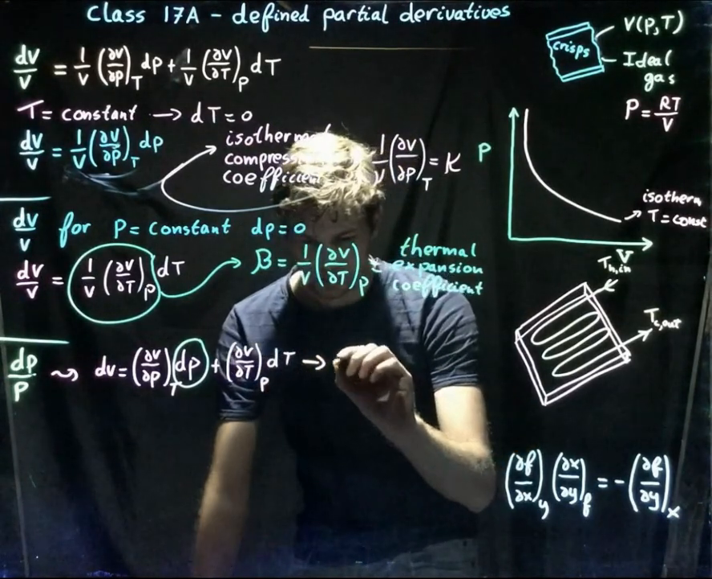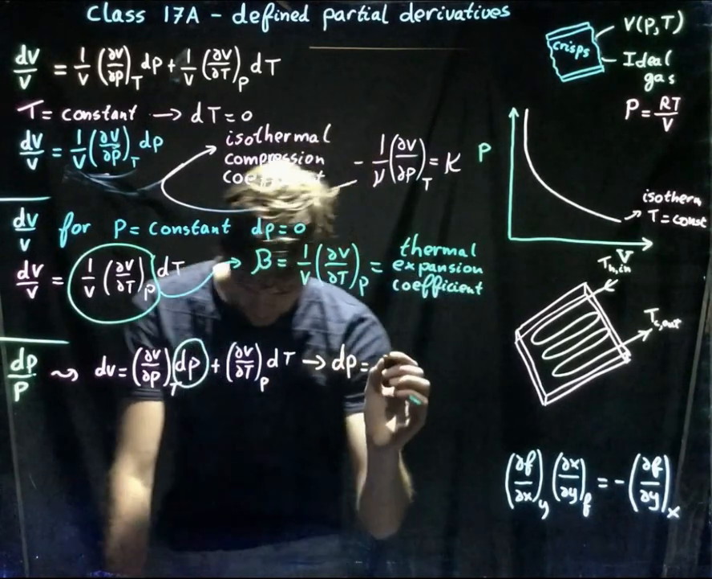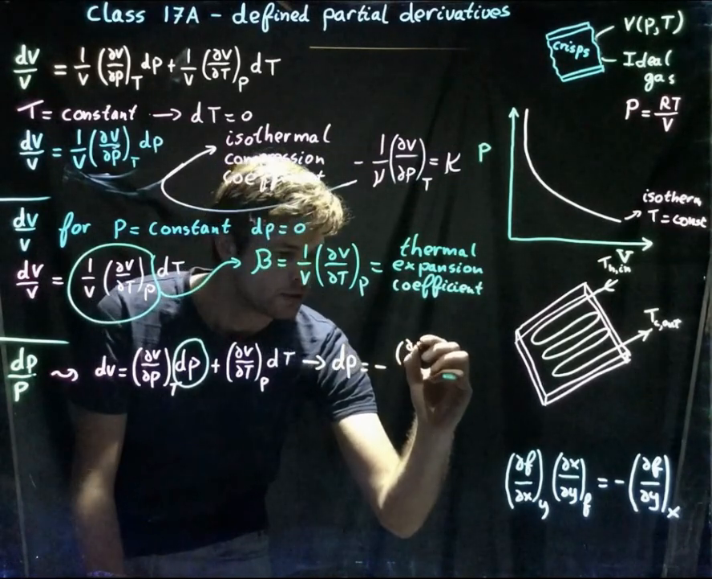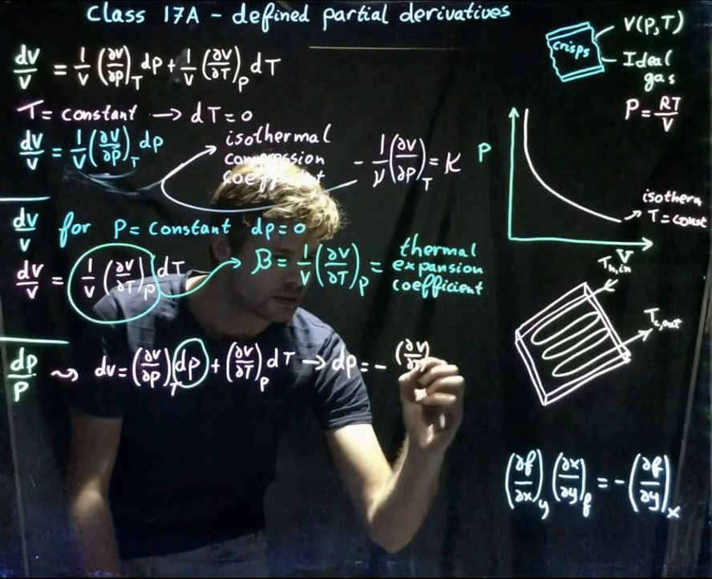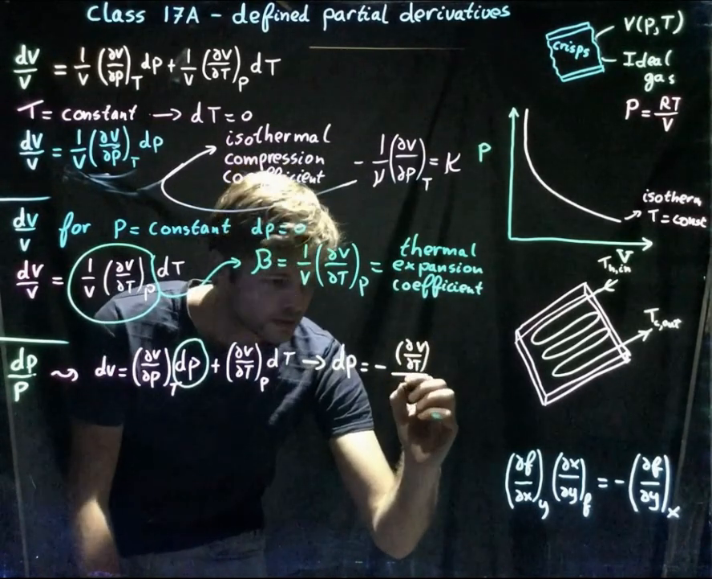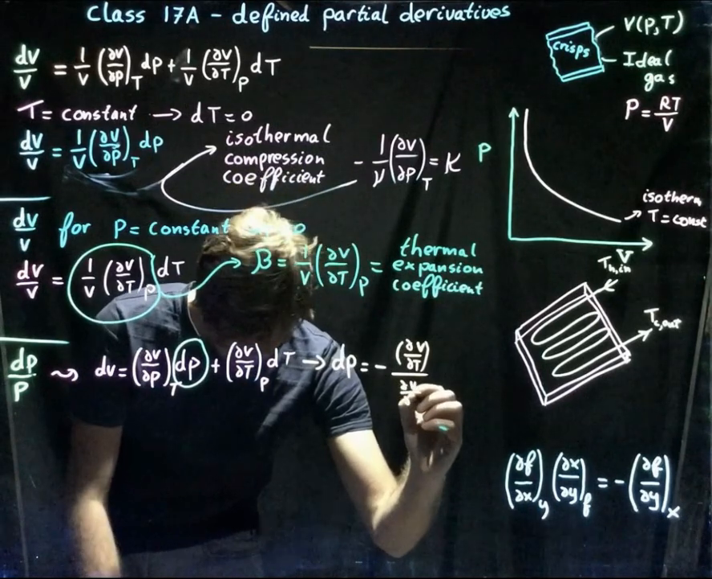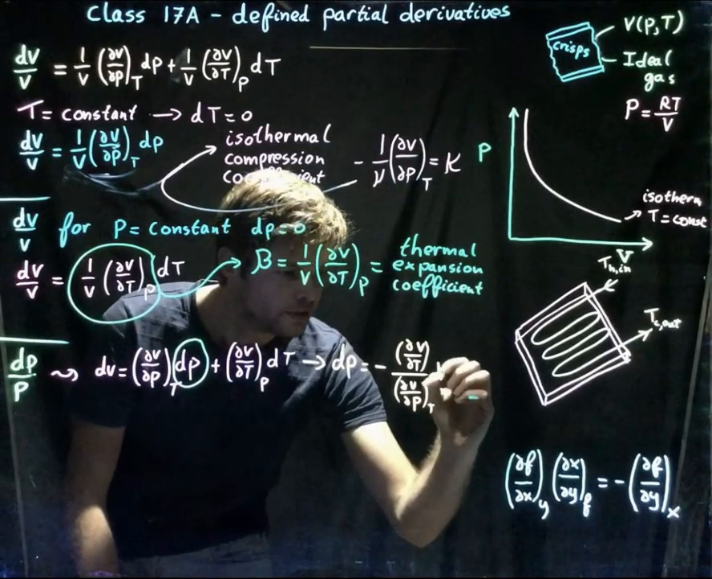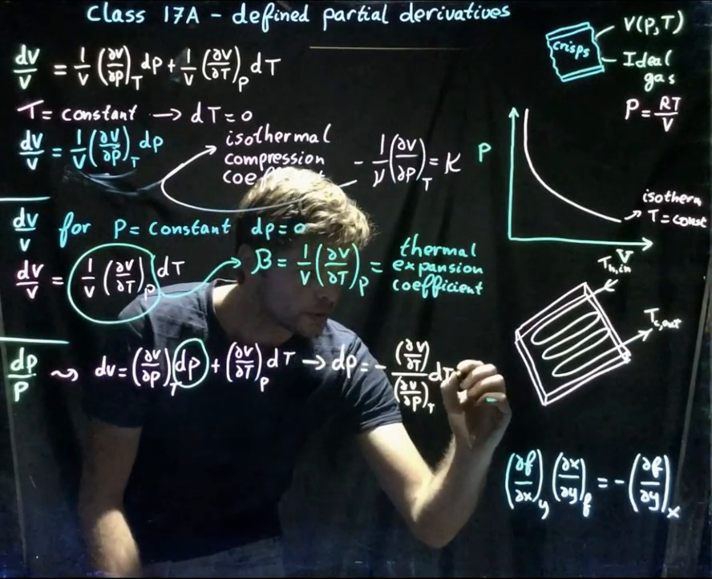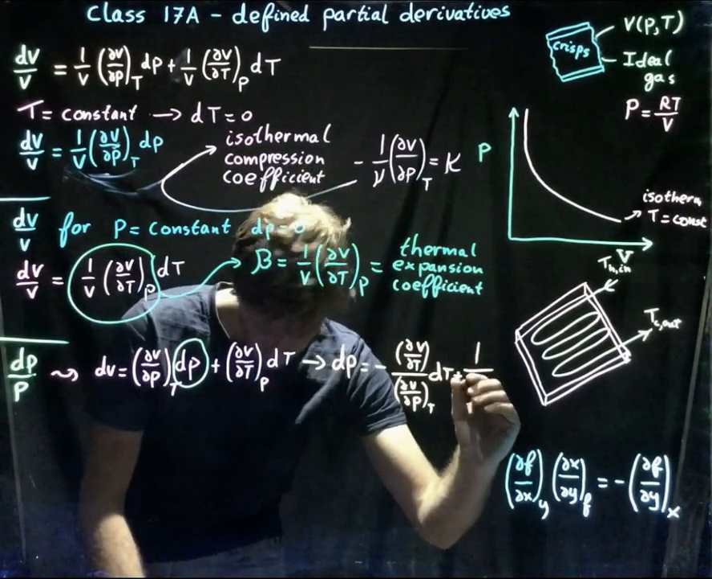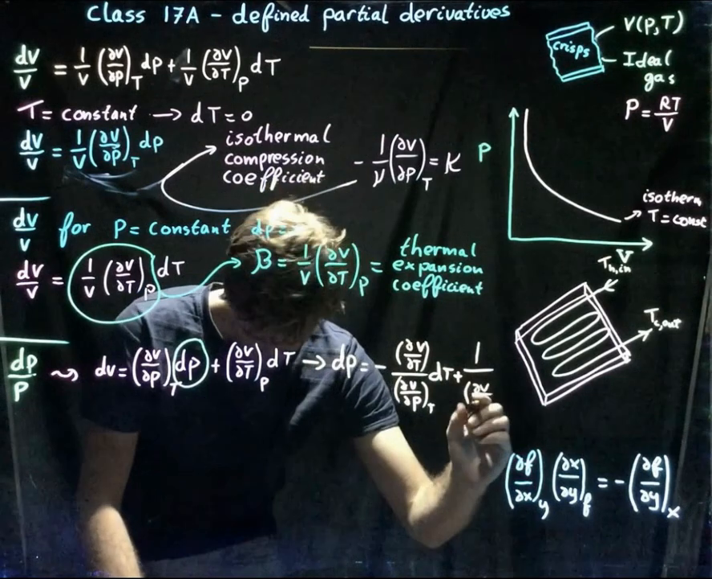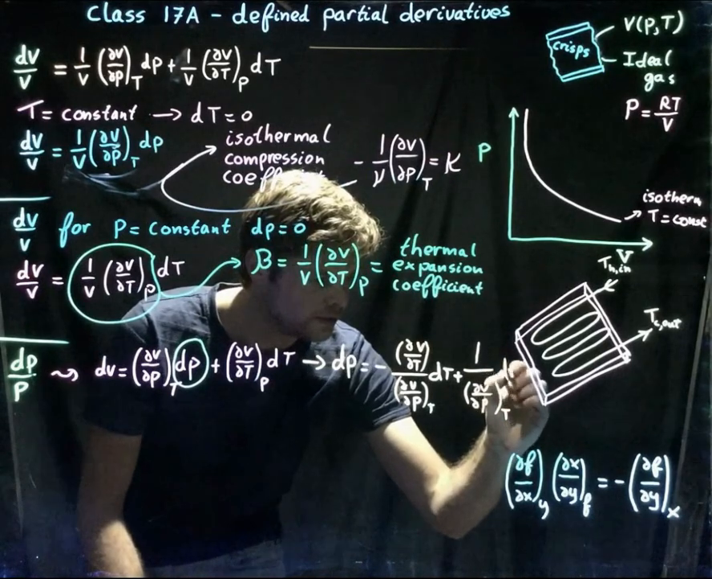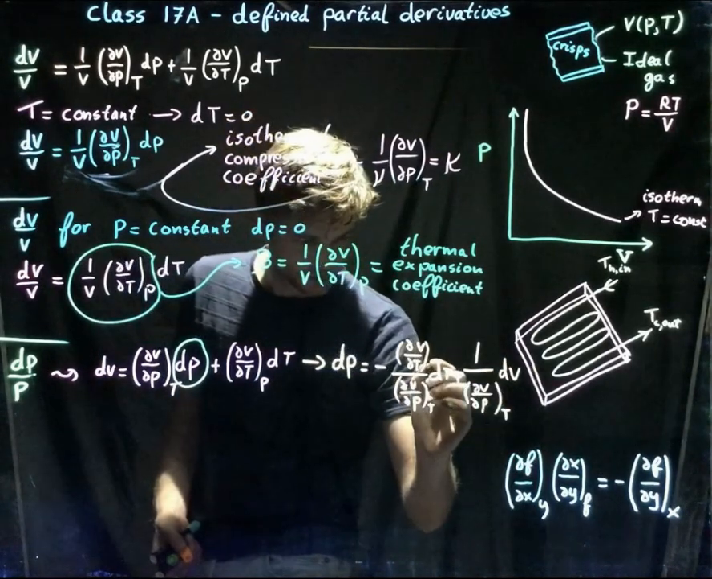And I don't remember it by heart, but it will look like this: dP, and you can check it for yourself, of course, equals minus (∂V/∂T) divided by (∂V/∂P) for a fixed temperature, dT, plus 1 over (∂V/∂P) for a fixed temperature, dV. And this one is for a fixed pressure.